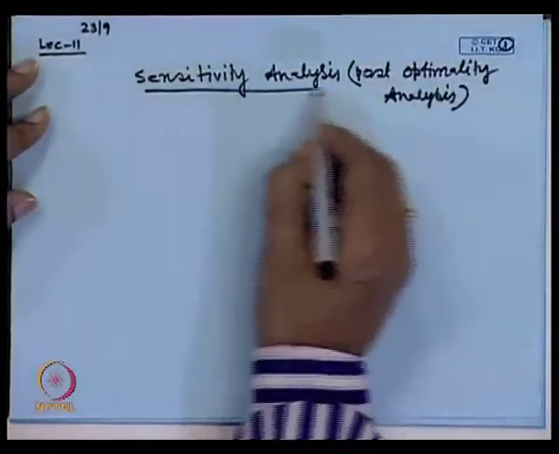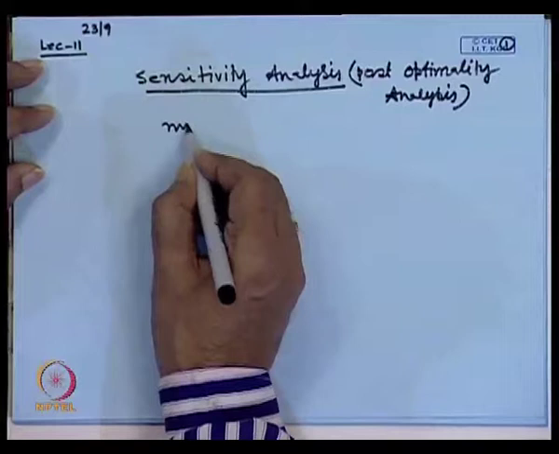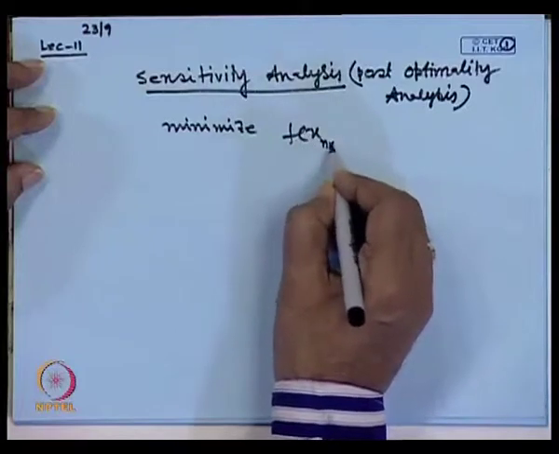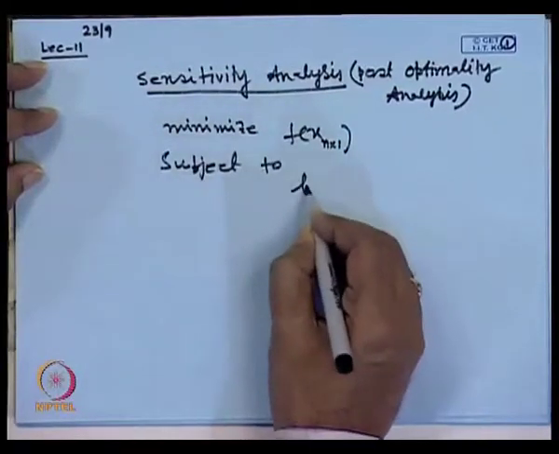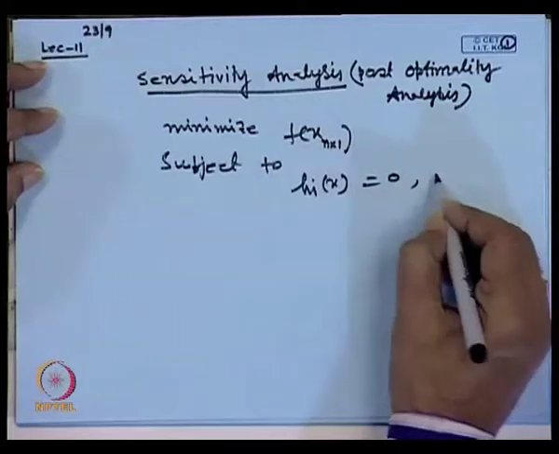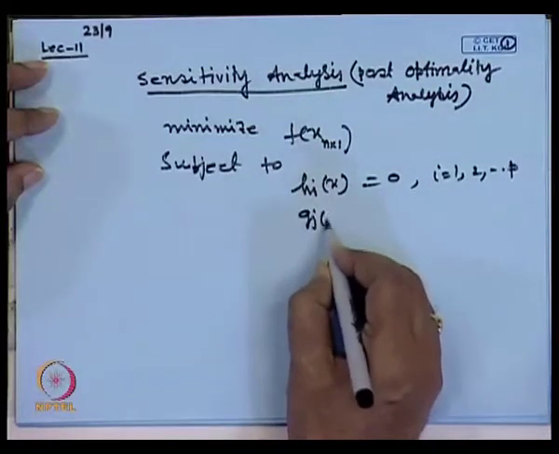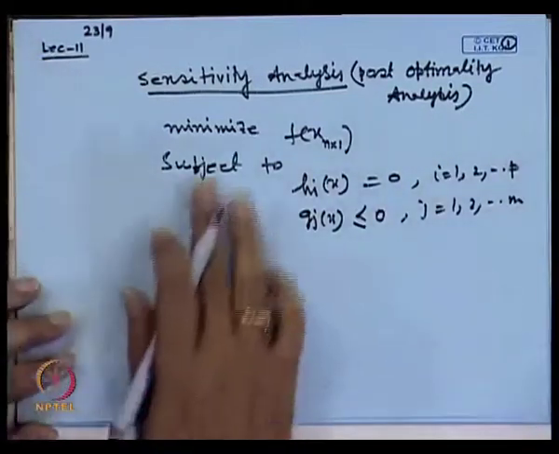So, let us recall what the problem is. Minimize a function f of x, where x has dimension n cross 1, subject to h i of x equal to 0, where i is 1 to p, so we have p number of equality constraints, and g j of x less than or equal to 0, where j is 1 to m constraints. That is our basic problem.